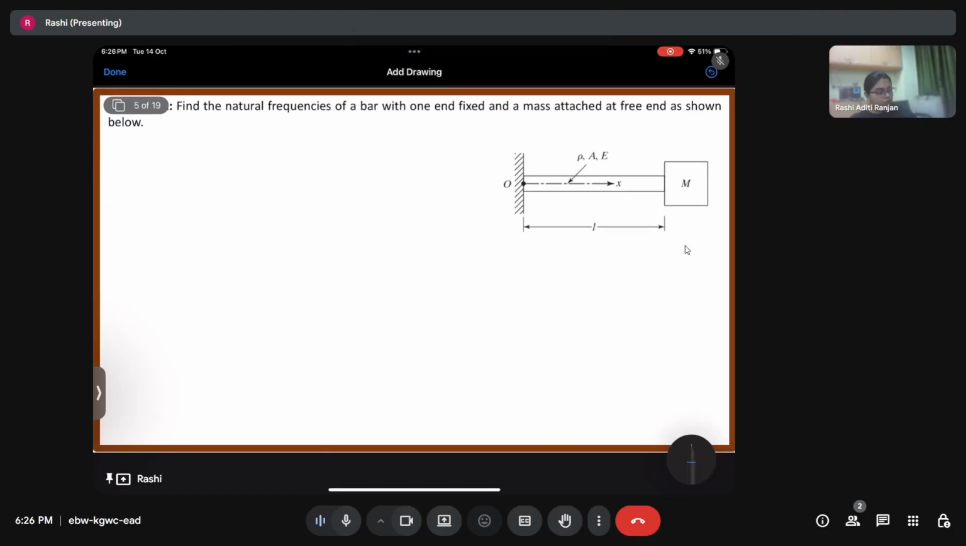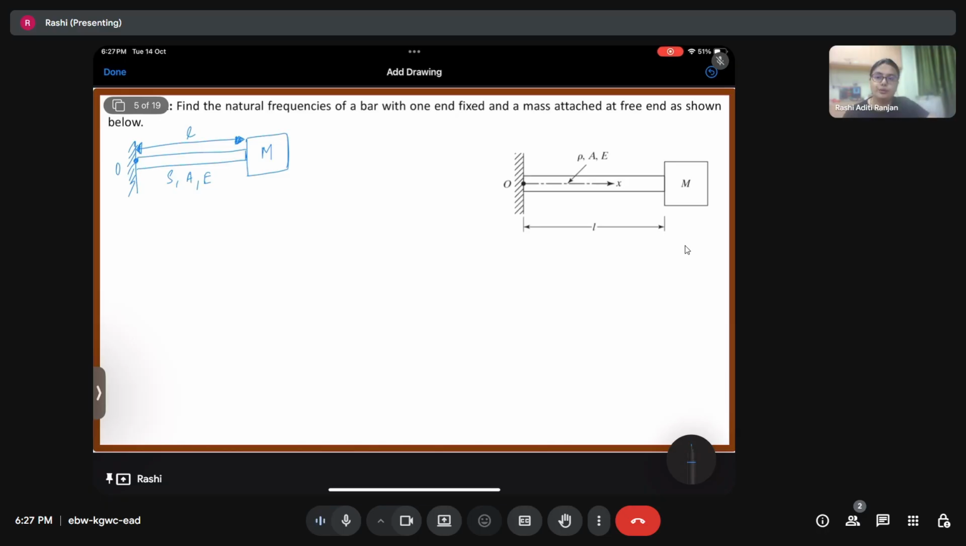Yeah. So we have firstly a bar like this, which has rho, A and E, right? This is the first case. After that, we have a mass over here at the free end, at the distance of L, and this is just fine. Okay. Now we need to find out the natural frequencies.